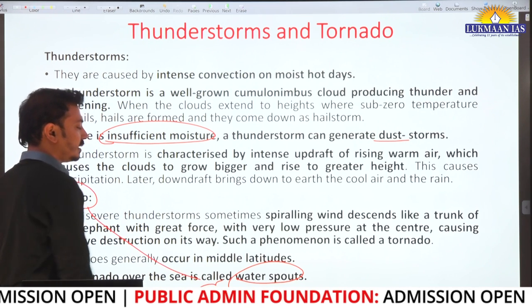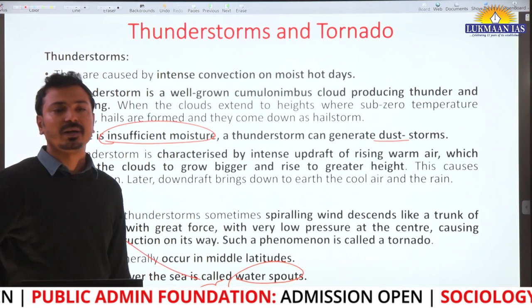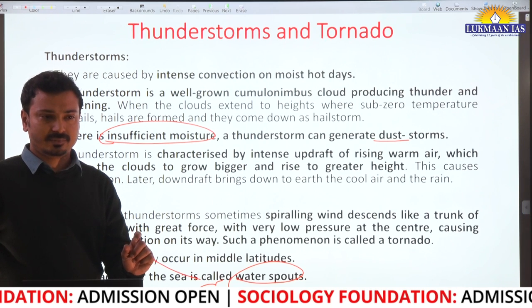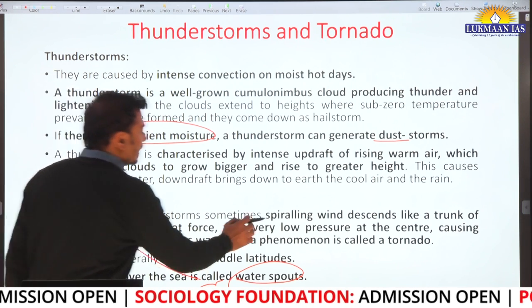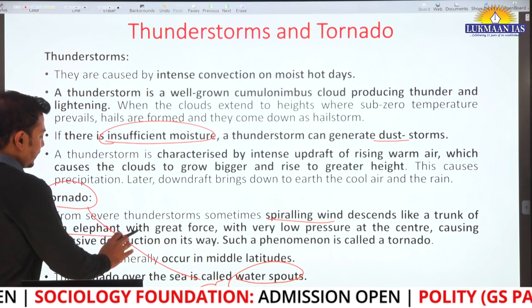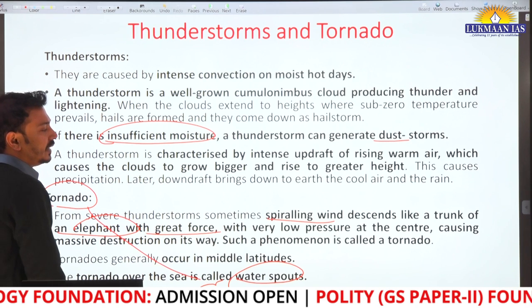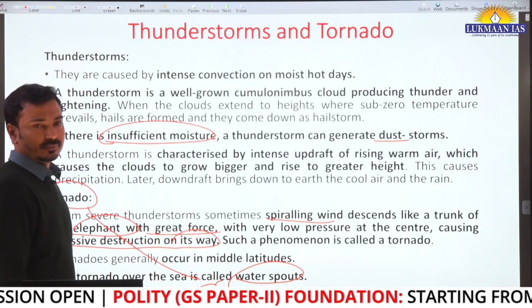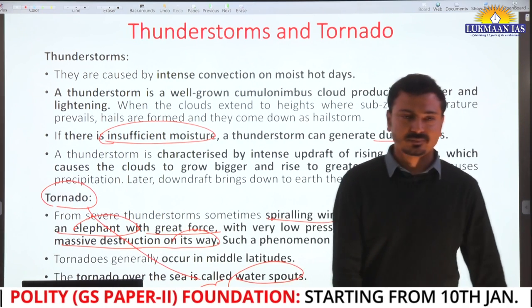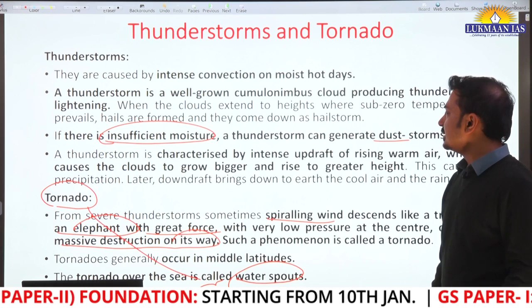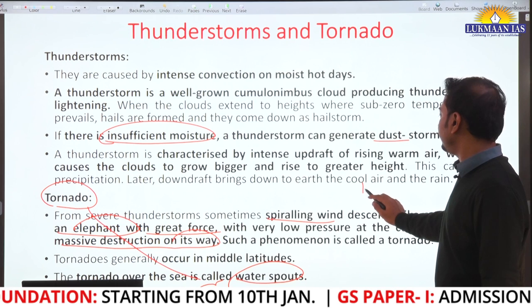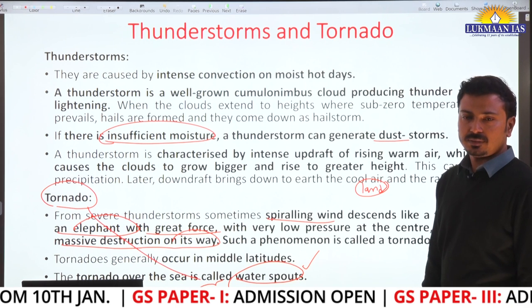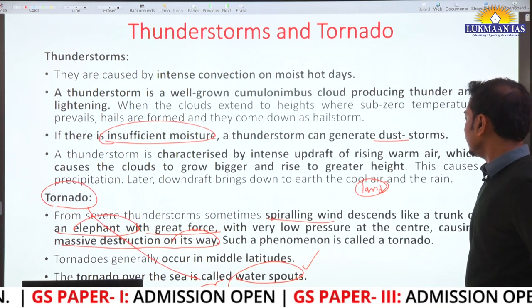Tornado जब water surface पे तैयार होता है तो, अब इसमें difference क्या है tornado और thunderstorm में, let's understand that. एक minute difference है, the difference is that there is spiraling wind descending like a trunk of an elephant with great force, with very low pressure at the center, causing massive destruction on its way. This is very common in US tornado. Okay. And this is largely formed on the land surface. Tornado usko bolte hai, water ke upar banega to usko water spout. Okay. Water spouts, not sprout, spouts.